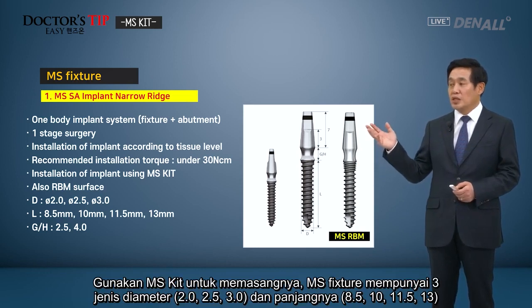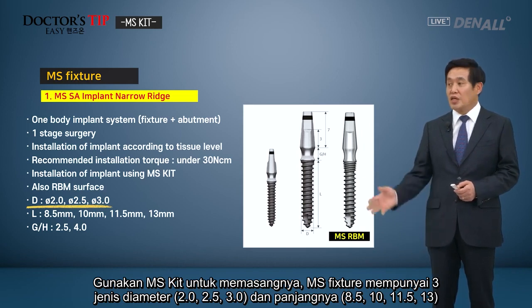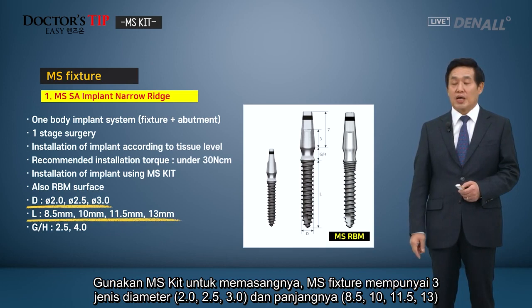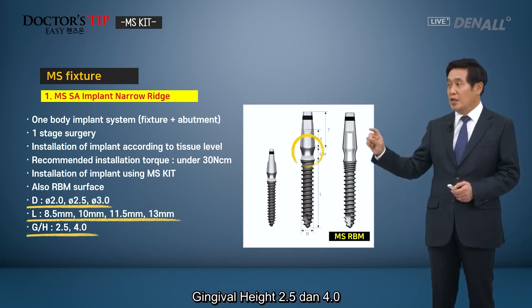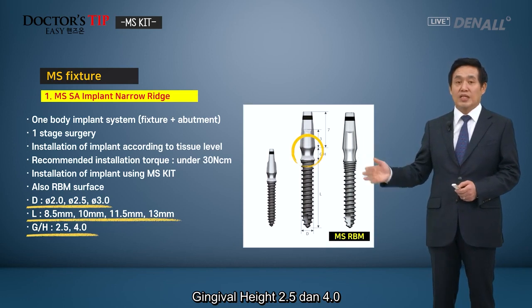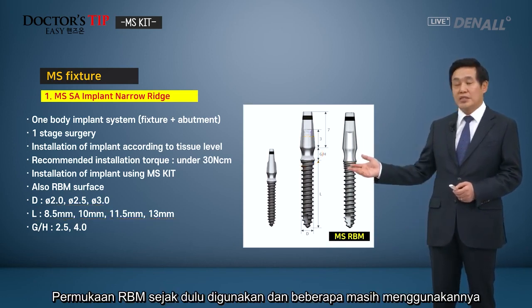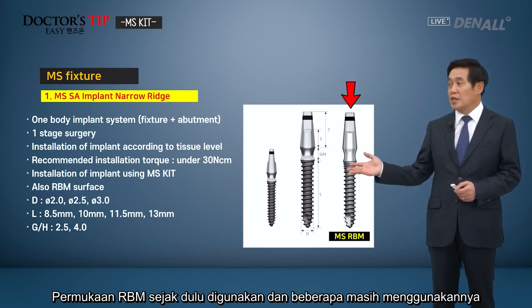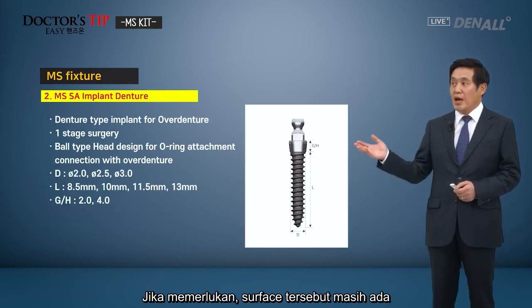And you can install the implant using MS Kit, and it has 3 diameters, and length comes in 4 types, 8.5 to 13 millimeters. And here, gingival height, because it's one body, has 2 types, 2.5 and 4.0. And in the past, the MS RBM surface was used, and some still prefer it. And if it's needed, that surface is also available.